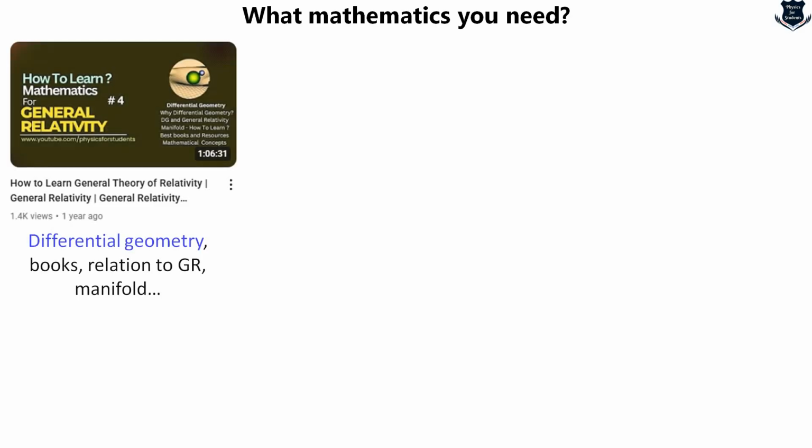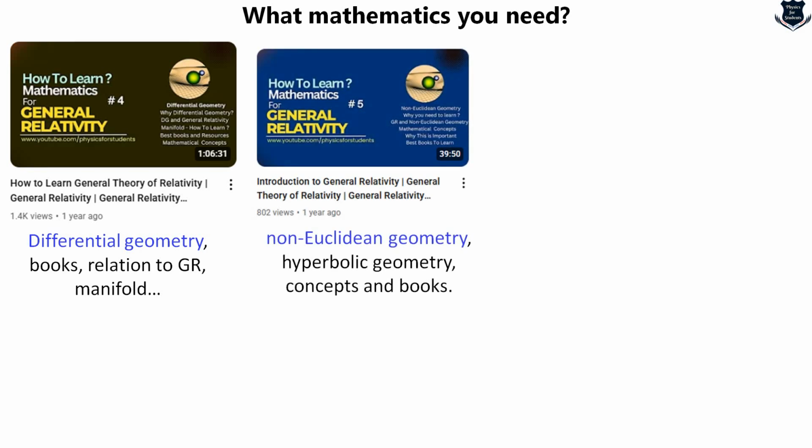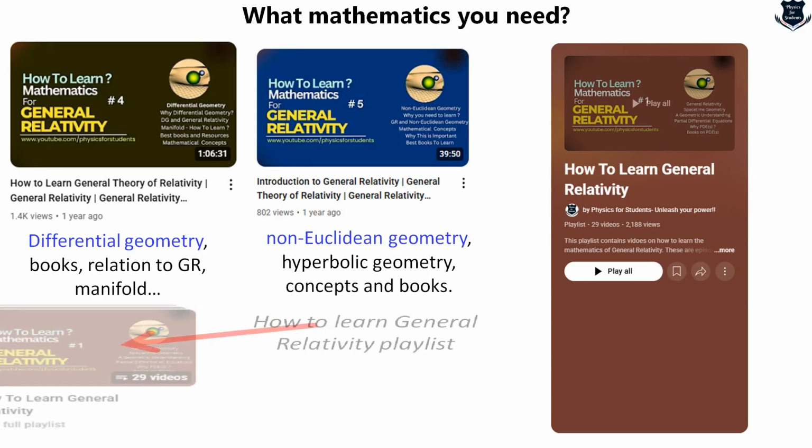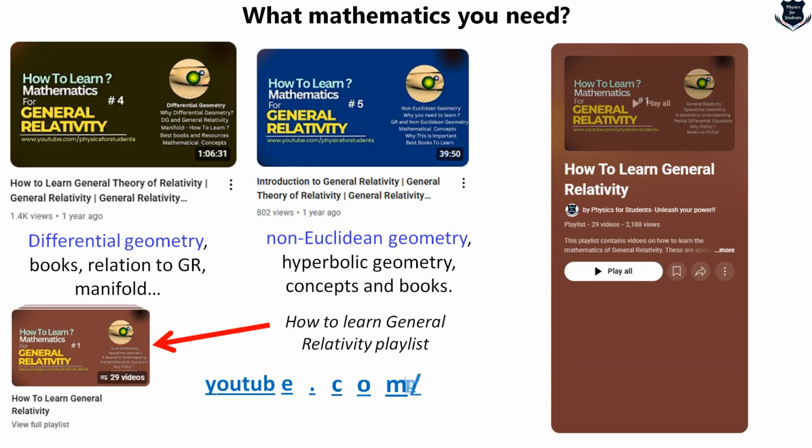Then in the fourth video I have talked about differential geometry, which we can call the heart of general theory of relativity, manifolds, what books to read, what are the concepts that are very important. And the fifth part talks about non-Euclidean geometry, the spherical, the hyperbolic, all those geometries which are non-Euclidean in nature, why we need to understand them, what are the books and resources. All these, as you can see, are on my playlist How to Learn General Relativity, and it is there on my channel Physics for Students.